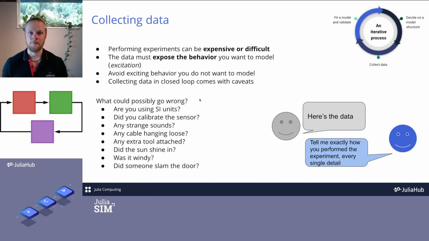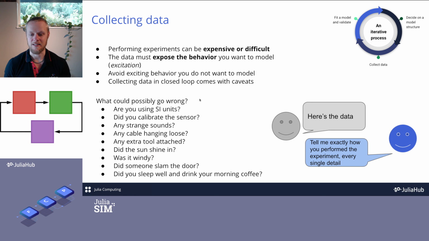Did someone slam the door? If you're using an accelerometer to identify some kind of dynamics of a mechanical system and someone slams the door, then you might pick that up in the accelerometer data. And if you're not aware of this disturbance, maybe you try to figure out a model that fits that, but you shouldn't do that, of course. That's just a measurement disturbance in this case. And that's obviously important to know.